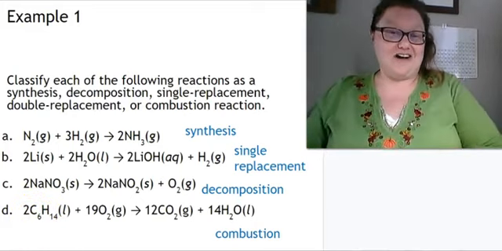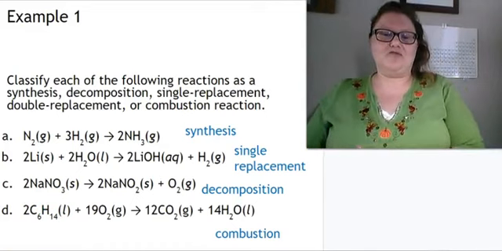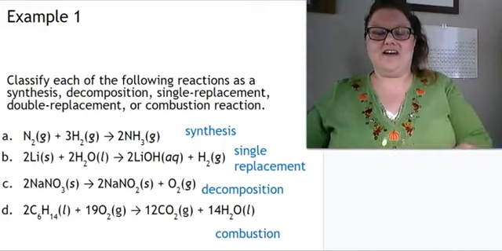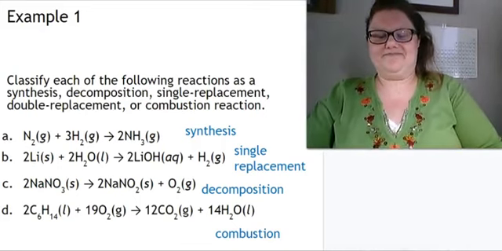And then the last one, we have a chemical with C's and H's. We have a lot of oxygen being added. And on the product side, we see formulas for carbon dioxide and water. That is always characteristic of combustion.